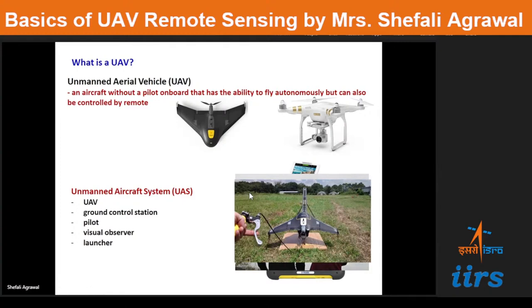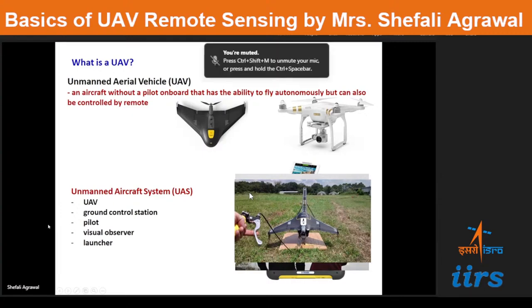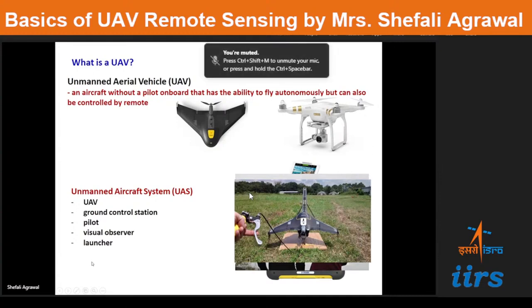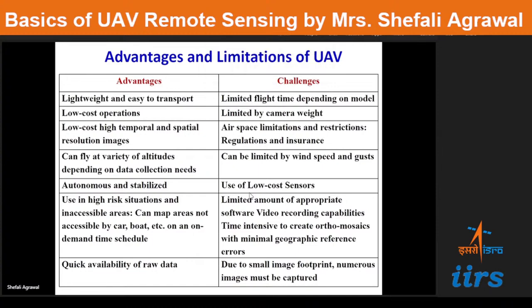So a UAS consists of a complete set of accessories: a drone, a sensor, a ground control station, a pilot to operate it from the ground, a launch observer, a controller from the ground, and a launcher, in case it is required. Not all kinds of drones require a launcher. We have just discussed the advantages and limitations of a drone.